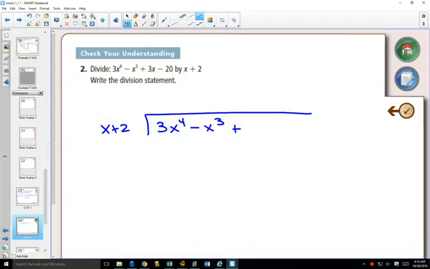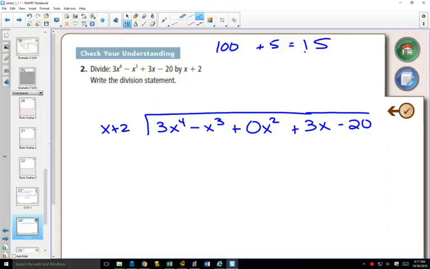So we have to write a 0 so that our columns match up. So you need to have a column for every power. And if something is missing, you need to write a 0. You do this in numbers, right? If you have 100 plus 5, do you write that that's equal to 15? 100 and 1, 5? No, you have to put a 0 in between to hold that place. We need the 0 in here to hold that place value.